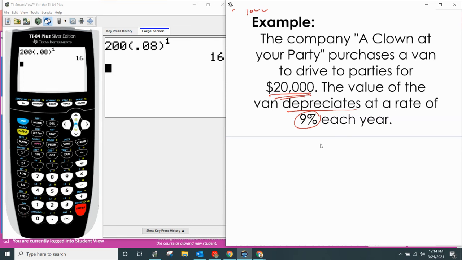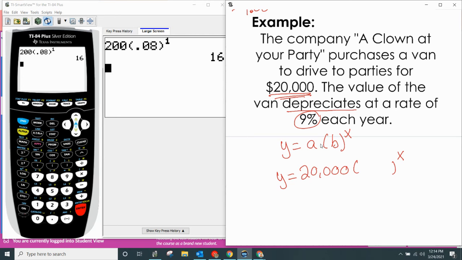Okay, so remember, we're going to write our equation here. We're going to do A, that's our starting value, times our rate, our base, and put it to the power of X. Okay, so our starting value is 20,000. That's how much the van started being worth. Now we have to figure out our rate, and we're going to raise it to the power of X.